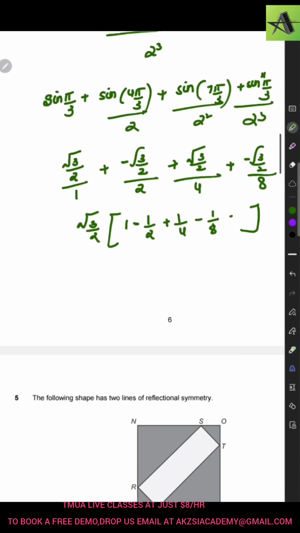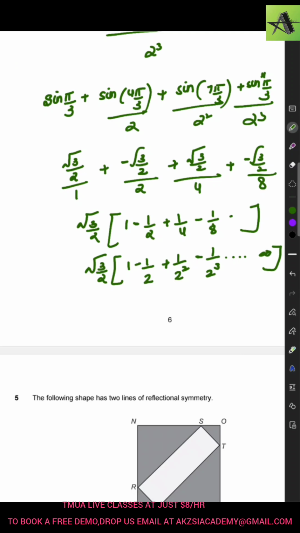Or another way, I can write root 3 by 2, and rather than solving this denominator, if I keep it like this, I can write 1 minus 1 by 2 plus 1 by 2 squared minus 1 by 2 cubed and till infinity. This is clearly a geometric progression. A geometric progression is basically a series in which we multiply by a constant number, and this is a geometric series till infinity.